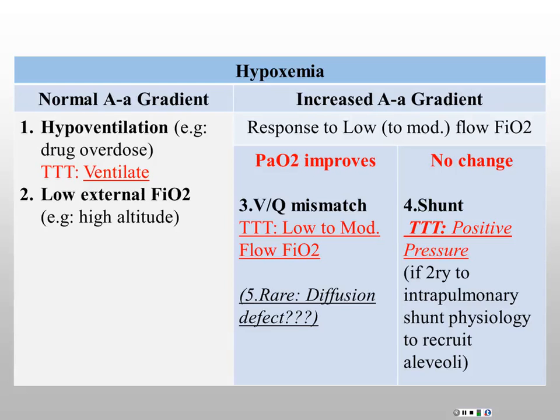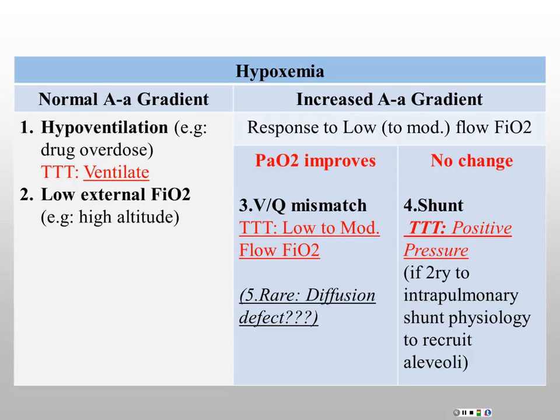In other situations, when you calculate your AA gradient and it's increased, the cause can be a VQ mismatch or a shunt. The way to differentiate is to give the patient low to moderate flow of oxygen and see the response. If the patient responds and the partial pressure of oxygen increases or improves, this can be a VQ mismatch. If not, you have to think about shunt.